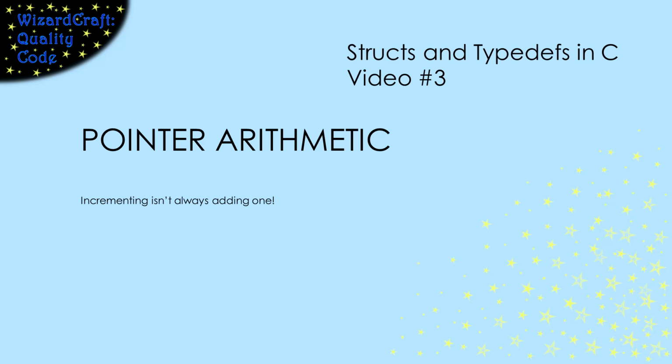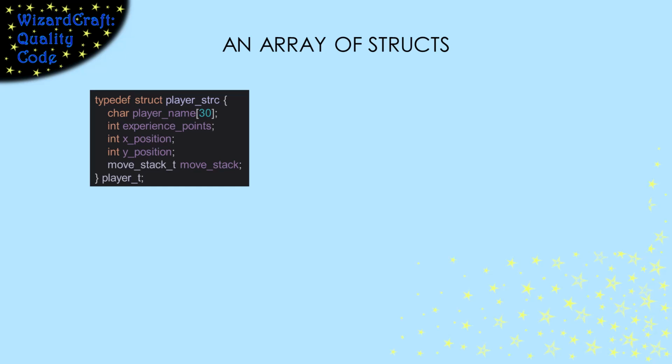While everyone complains about pointers in C, it has some pointer features that are really powerful. One of those features is called pointer arithmetic, and it's pretty magic. To set the stage, let's use the player struct that we've been playing with.